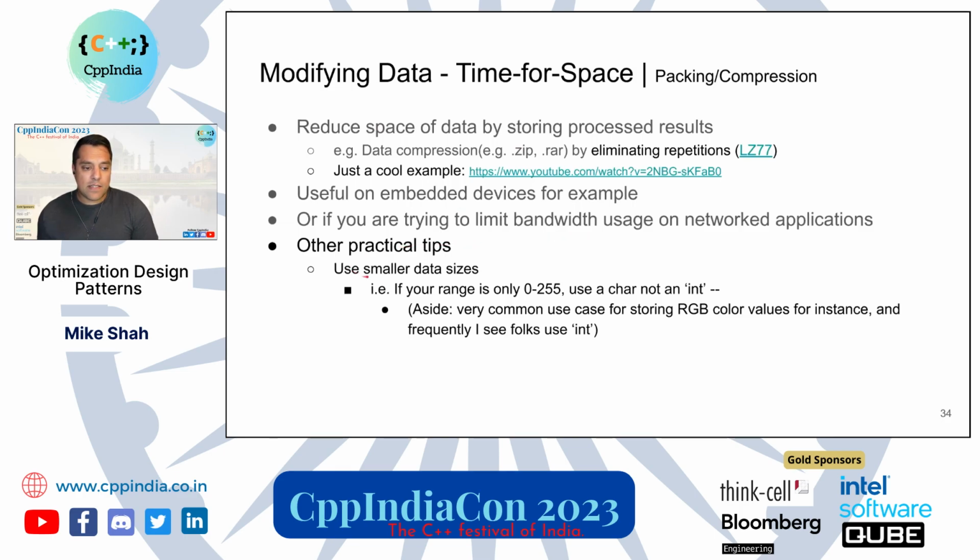And again, some of these other practical tips are just things like using smaller data sizes. So again, if our range of some data is only 0 to 255, like let's say we're storing dates of the year on most calendars, say the month, we might be able to use a smaller data type versus just making everything an integer. And these things tend to add up over time if you're working with pixel data and so on.